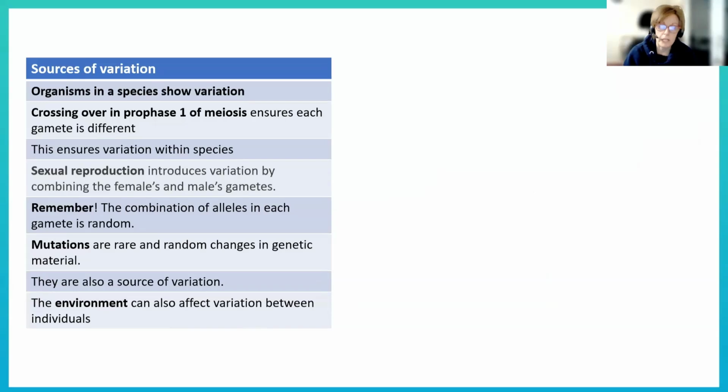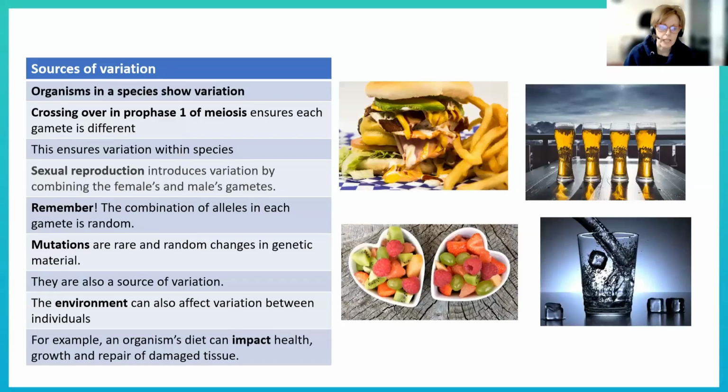Another source of variation that we need to be aware of is the environment. This can also affect our genes because our environment can determine how easily a gene is expressed. That's called epigenetics. For example, a diet can really affect growth and repair of damaged tissue. So if we've got a good diet, we're much more likely to have all the nutrients we need to repair damaged tissue. Depending on our environment, toxins, stress, or things like that can really impact which genes are expressed as well.